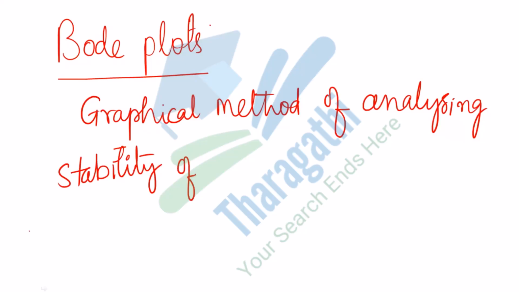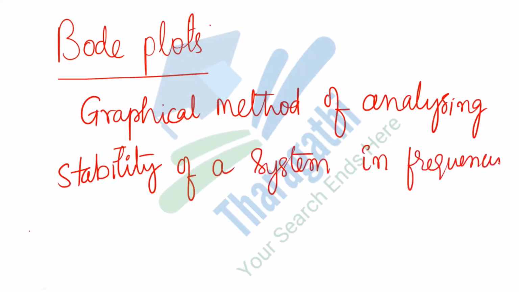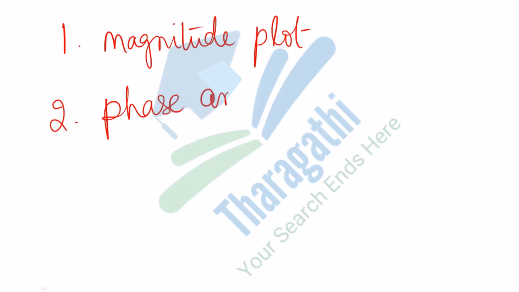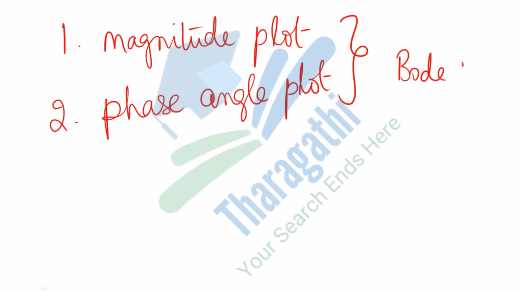The topic that we are going to discuss is Bode plots. A Bode plot is a graphical method of analyzing the stability of a system in the frequency domain. It is one of the graphical methods like root locus, whereas in root locus we analyze the stability of a system in the time domain, with the help of Bode plots we draw the graph and analyze the stability of the system in the frequency domain.